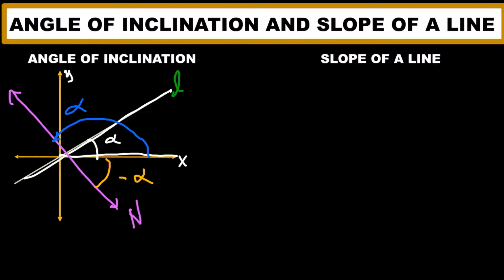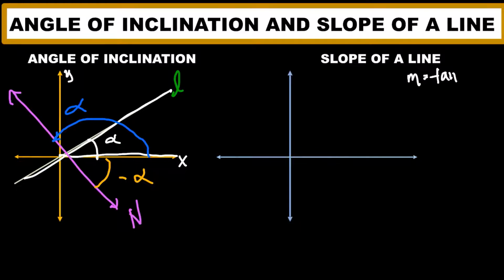Now let's go to the slope of a line. The slope of a line is denoted by m, and it is simply equal to the tangent of the angle of inclination. So tangent of the angle of inclination, which is denoted by alpha.